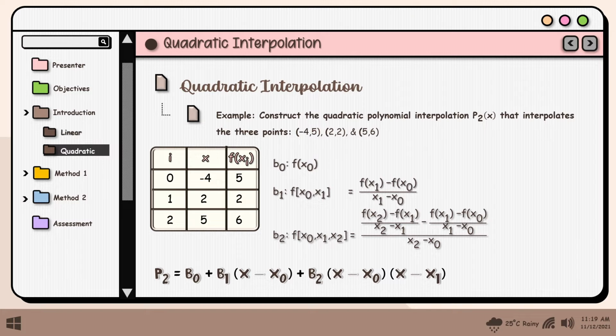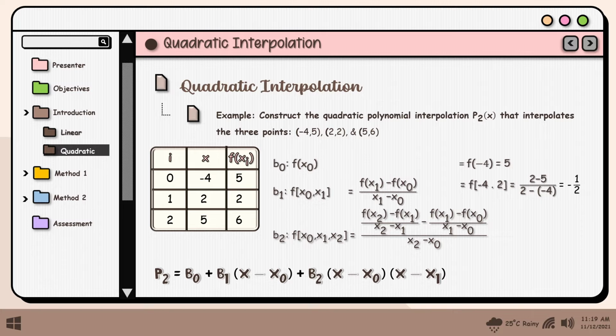Now for this problem, since we are up until the second polynomial interpolation, we have the formula p sub 2 is equal to b sub 0, which is the first y value, plus b sub 1, which is the first order of interpolation, multiplied to x minus x sub 0, the first value of x, plus b sub 2, which is the second order of interpolation, multiplied to x minus x sub 0, multiplied again to x minus x sub 1.